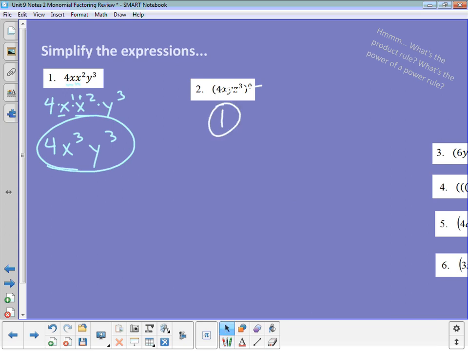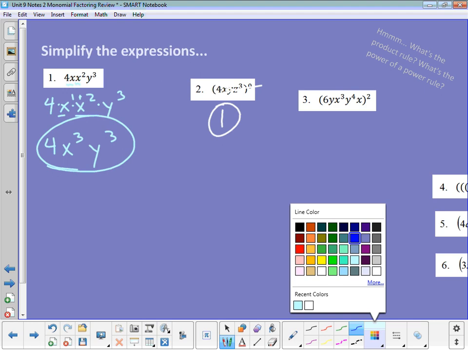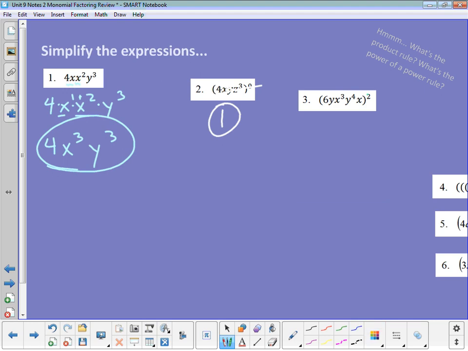Let's take a look at number 3. Now I have a whole bunch of stuff being raised to the second power. So I need to take everything that's inside and raise it to the second power. So that means the second power goes to the 6, the y, the x to the third, the y to the fourth, and the x. So I'm going to start with that. 6 squared is 36. Y to the second is y to the second.